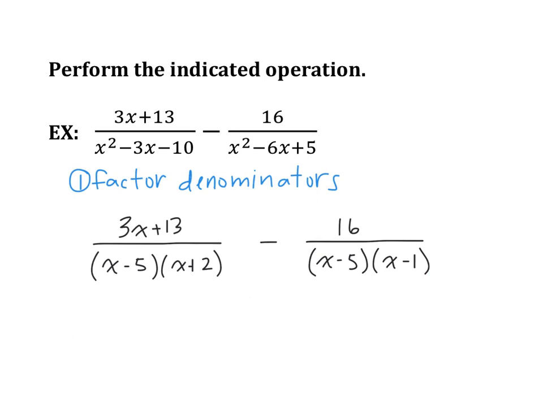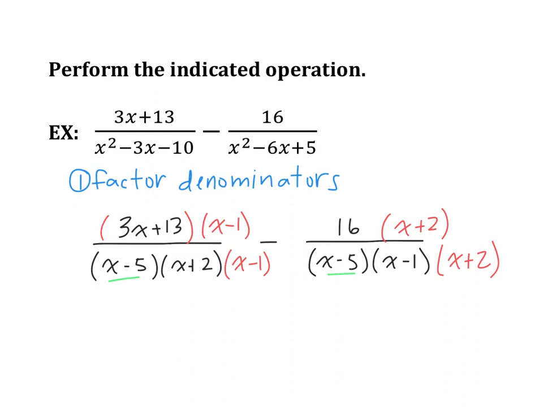What we can notice is both of the denominators have this x minus 5, but what we're missing in this first one is this x minus 1. So I'm going to multiply the numerator and denominator by x minus 1 in this first term here. And over in the second one, we're missing an x plus 2, so I'm going to multiply that by x plus 2 over x plus 2. Now our denominators are completely the same.